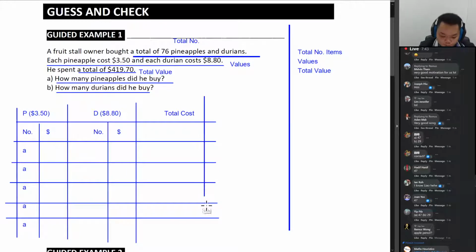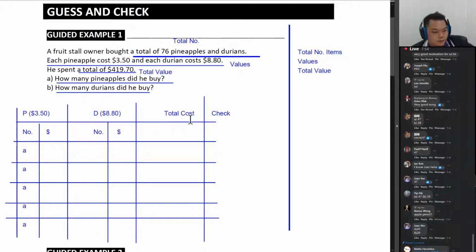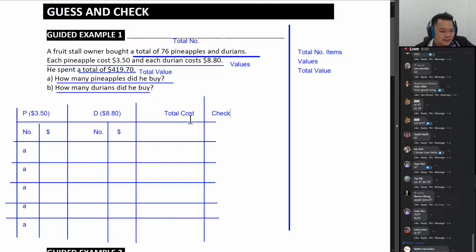Okay, then if you need to include a check table, right? No, it's not Apple Pencil. Hello, Emily. Very good song. Wow, you're all very fast, eh?